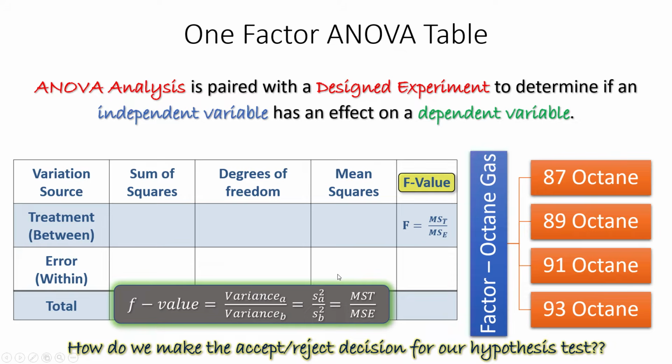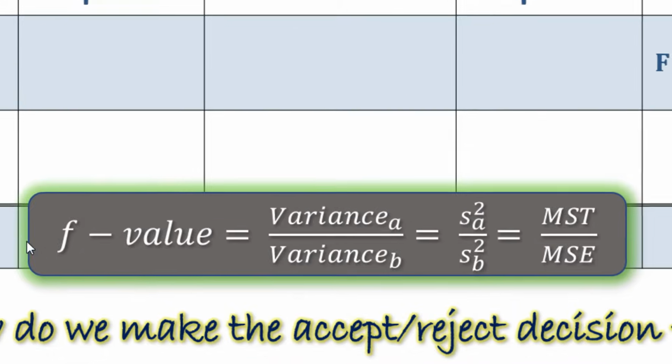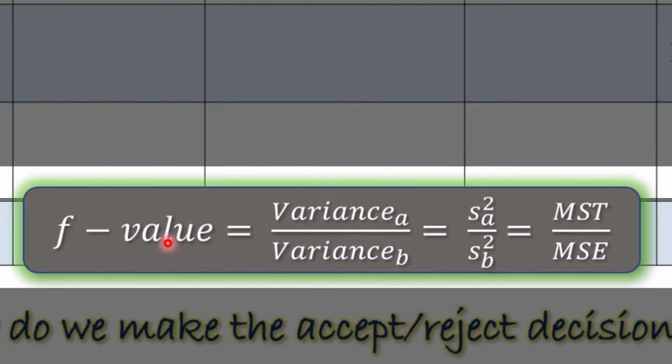And I want to take a second to really explain this. So in statistics, when we calculate an F value, what we're doing is taking a ratio of two different variances. The variance of A relative to the variance of B. Okay, we're taking a ratio of two variances. You could write this in terms of the sample variance, S squared, the sample variance of A relative to the sample variance of B.